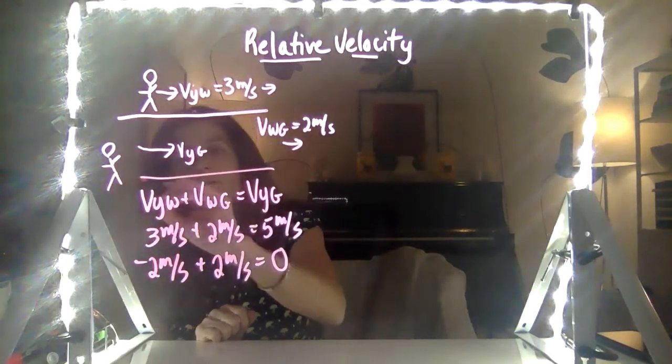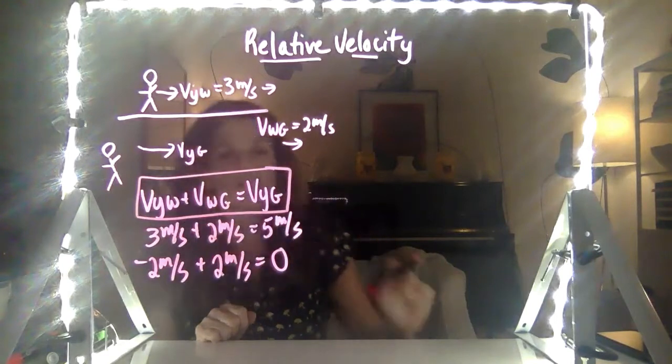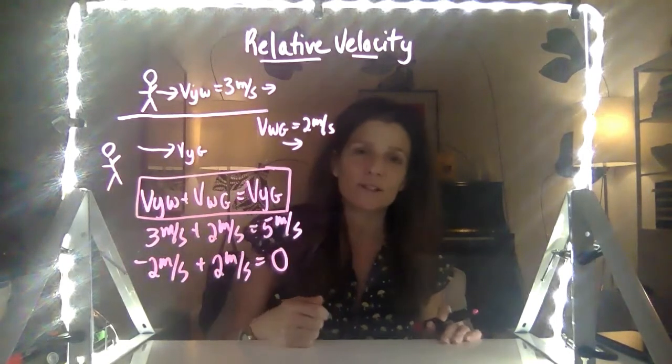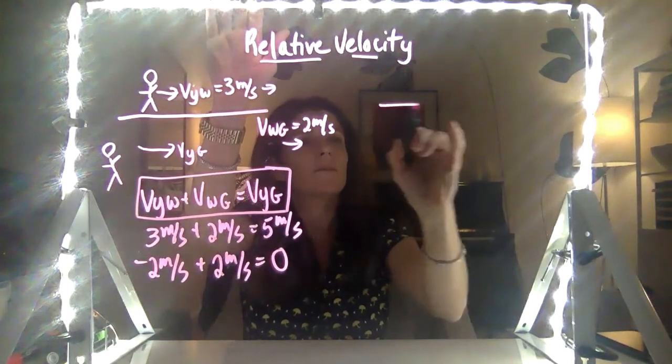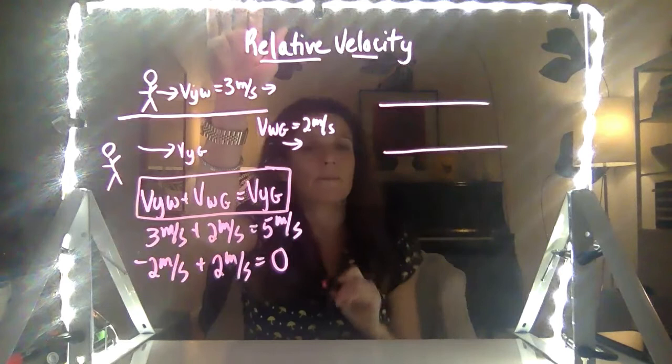This is a really important relationship, this transitive-ish kind of relationship, because it's going to guide you when things get a little less straightforward. Let's look at another example, this time a two-dimensional example.